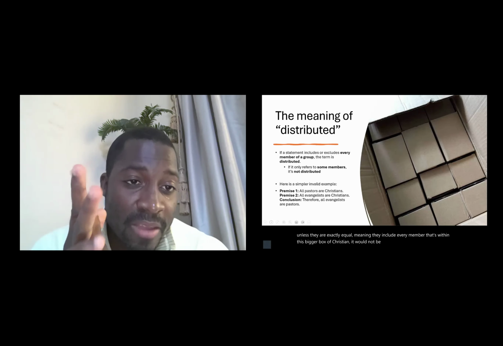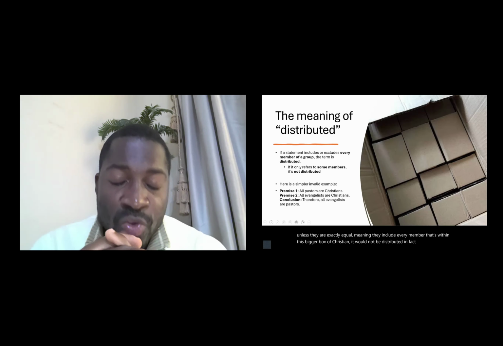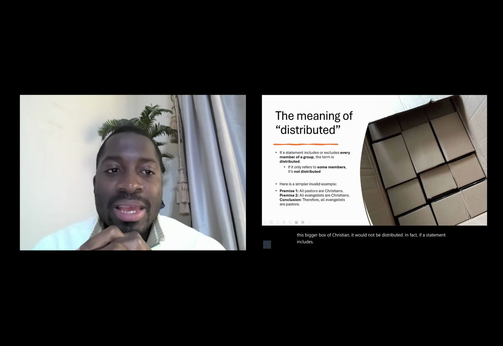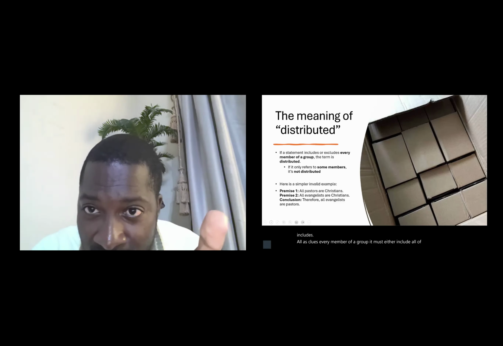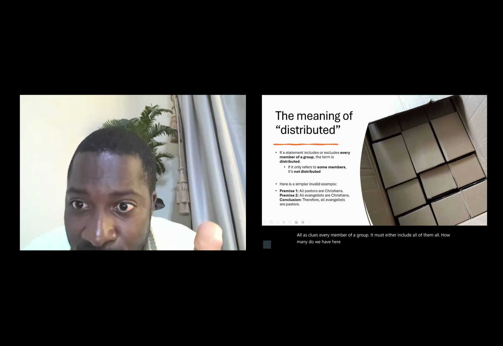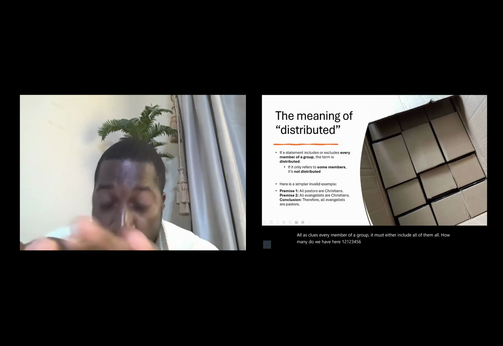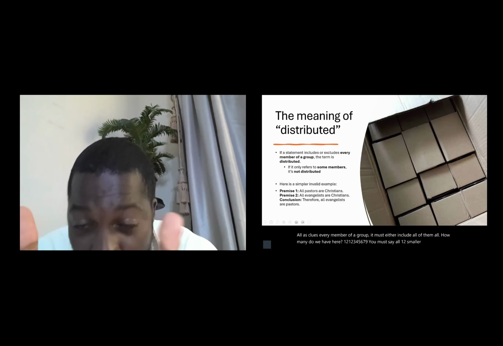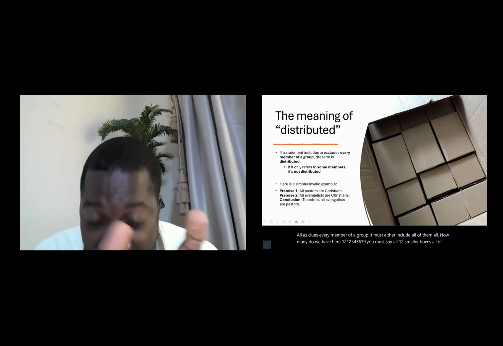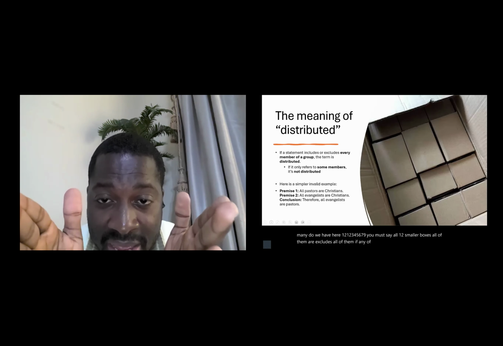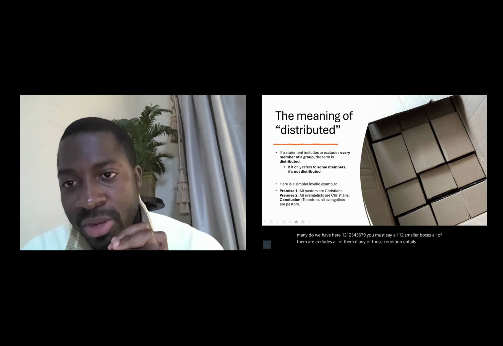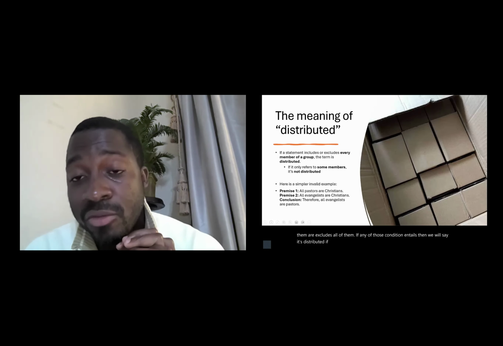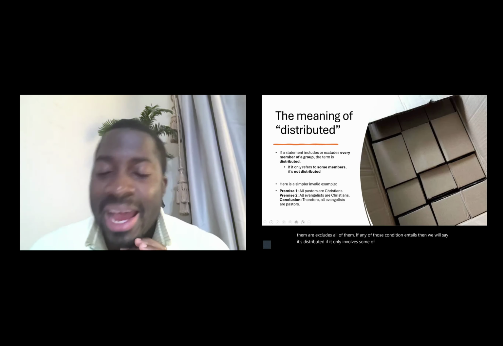In fact, if a statement includes or excludes every member of a group, it must either include all of them, all, how many do we have here? 1, 2, 3, 4, 5, 6, 7, 9. It must either include all 12 smaller boxes, all of them, or exclude all of them. If either of those conditions holds, then we would say it's distributed. If it only involves some of them, then we will say it's not distributed.